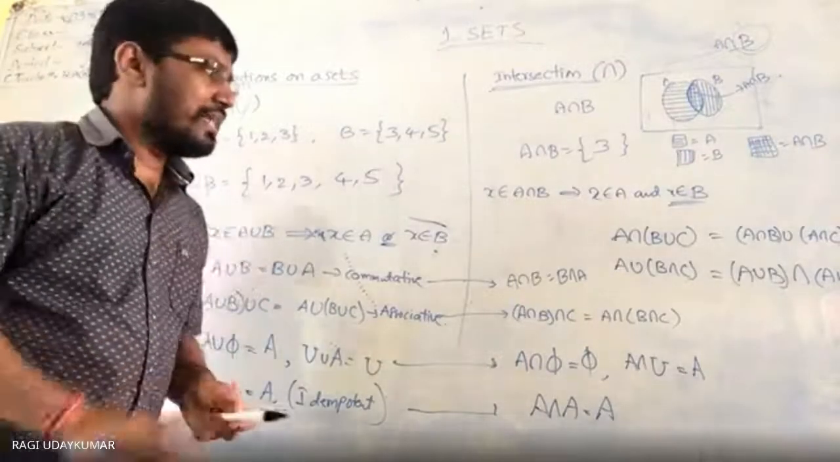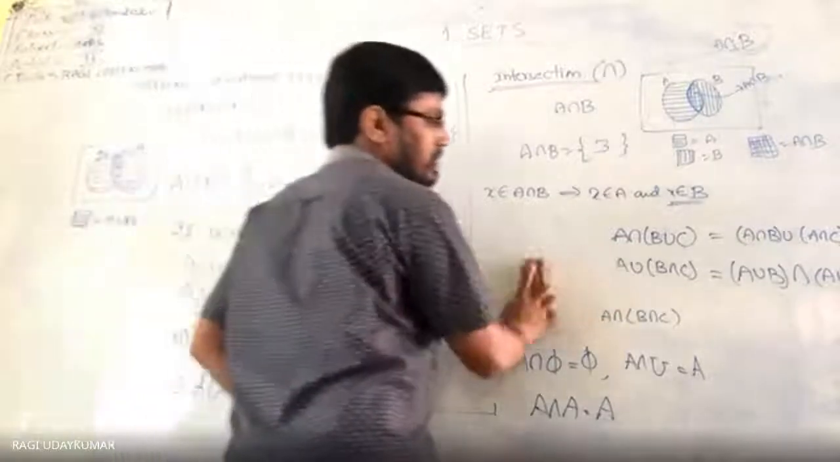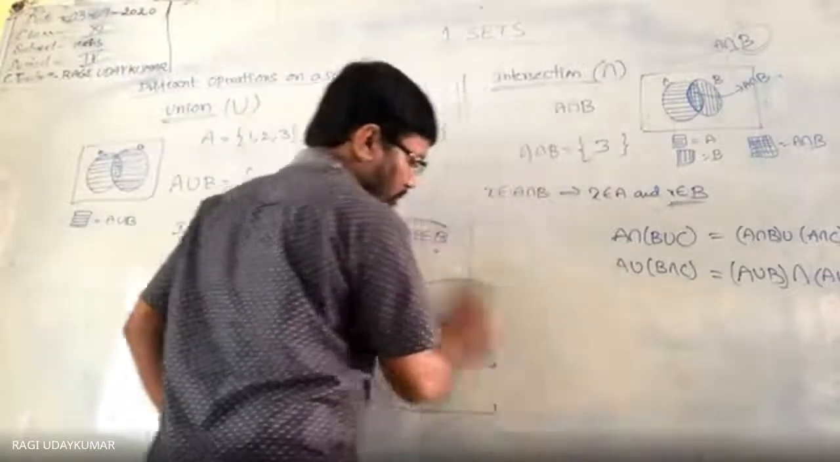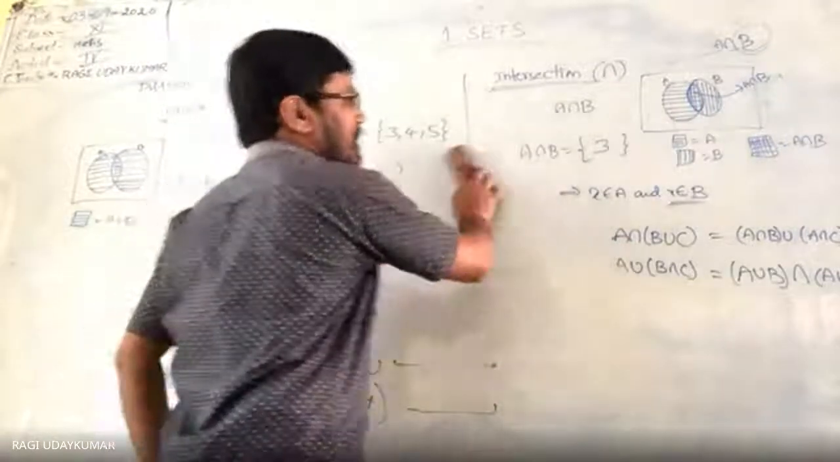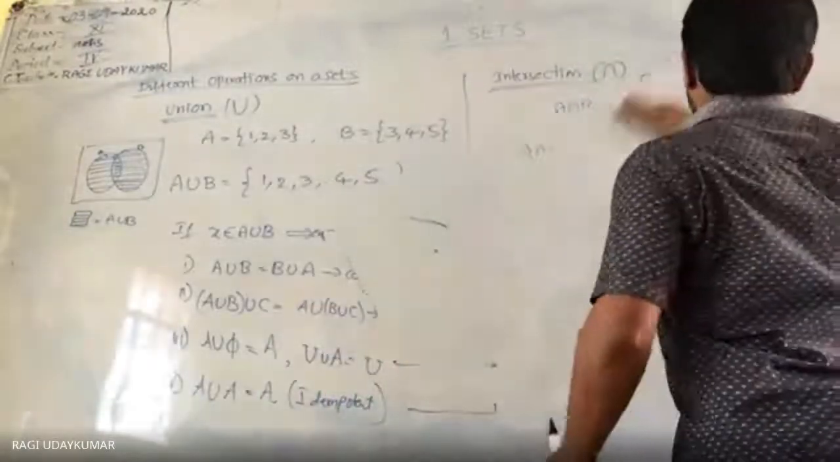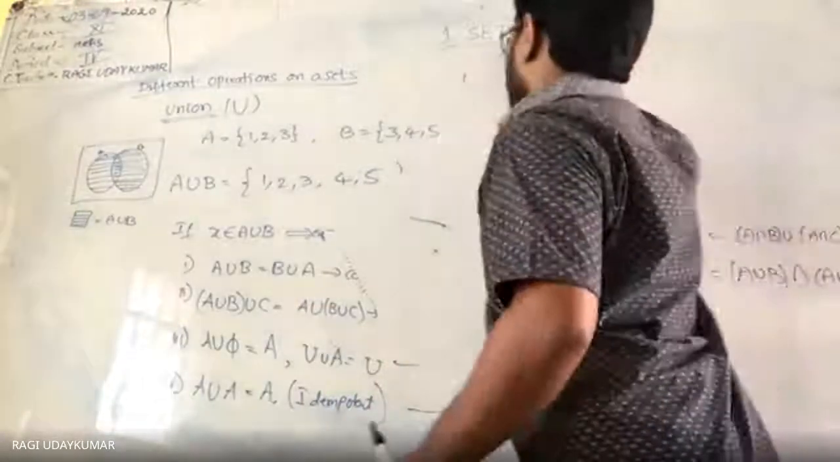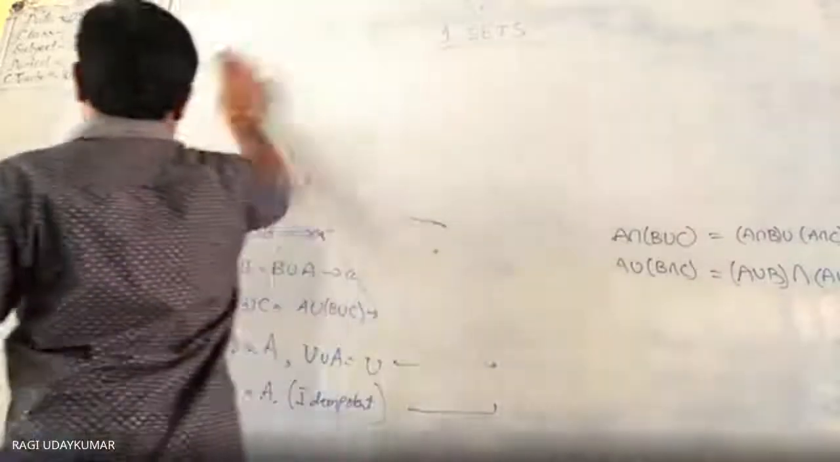Okay, so now let us see. We can prove these two distributive properties from the Venn diagram like this. When three sets are taken, how do we represent them using Venn diagrams? Let us see here now.